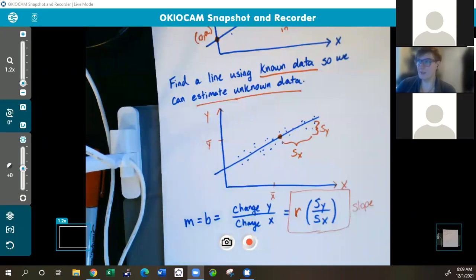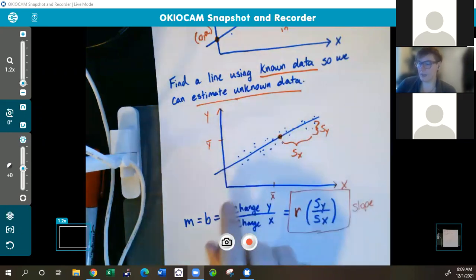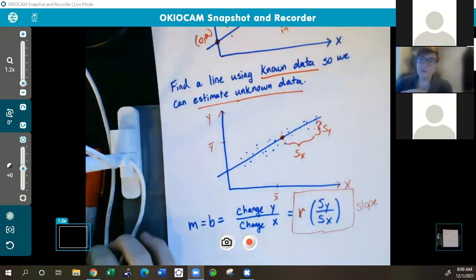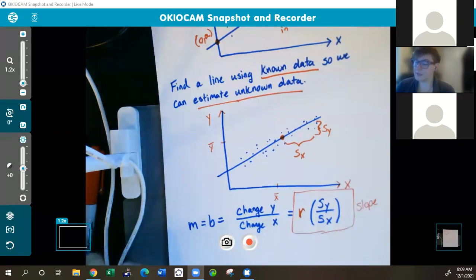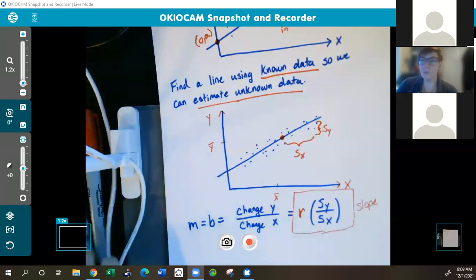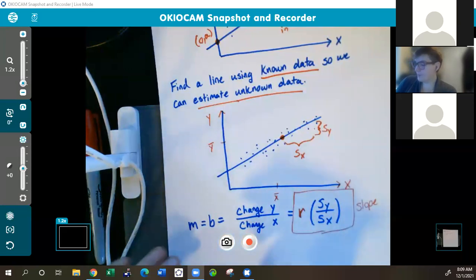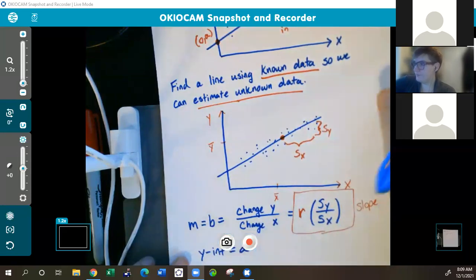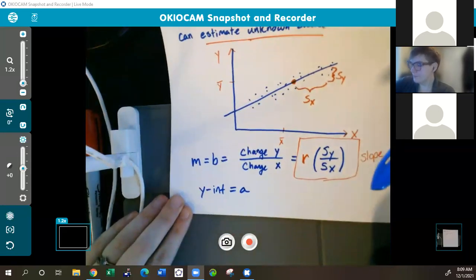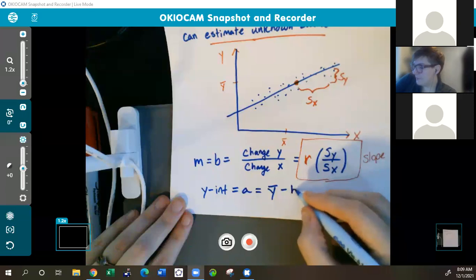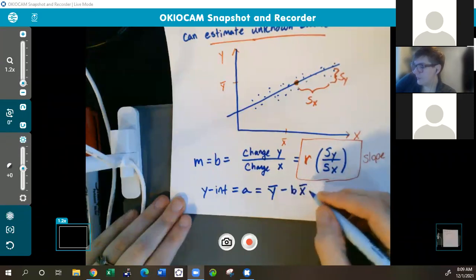The next thing that we need to find when we're trying to find the equation for a line is the y-intercept. Now, typically you would put in the slope and a point and then figure out what the y-intercept is. We don't have to do that. We have an equation for it. So the y-intercept, which we call A, I'll move this up so you guys can see it a little bit better. To find that, we're going to take the average of Y minus the slope times the average of X.